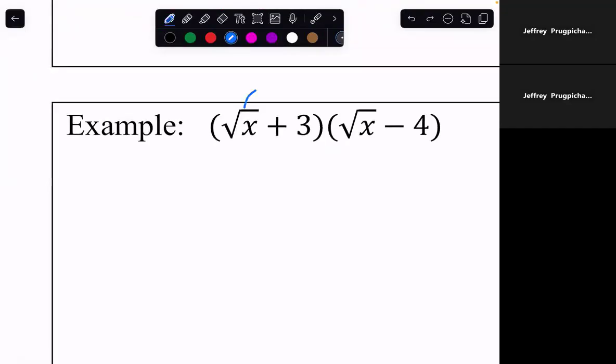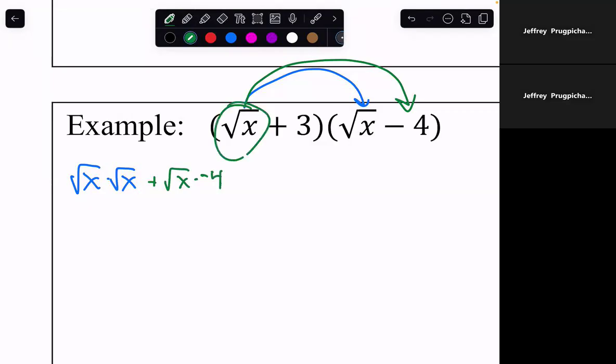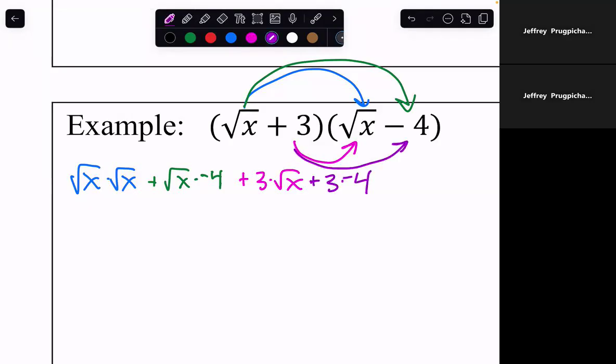First the radical x will multiply this other radical x. Then that radical x will multiply this -4. Okay, so this one's done. It's paired up with everything over here. So you move on. This +3 will multiply the radical x. And then that +3 will also multiply the -4. So again, you've got 4 multiplications to do.